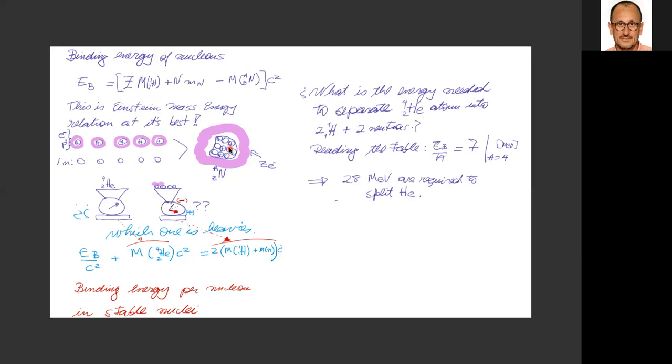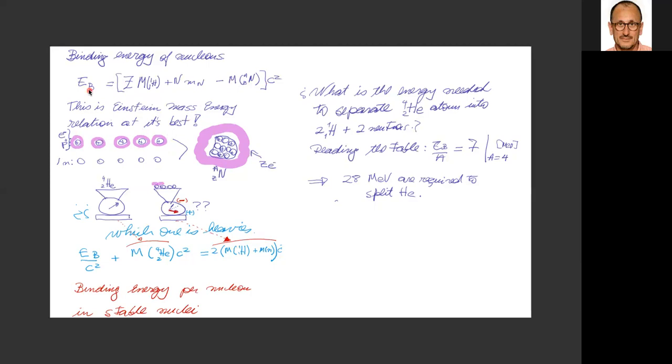So this expression over here, the difference between these two things is this expression here. So this makes very evident that the difference in mass is equivalent to a difference in energy, okay?